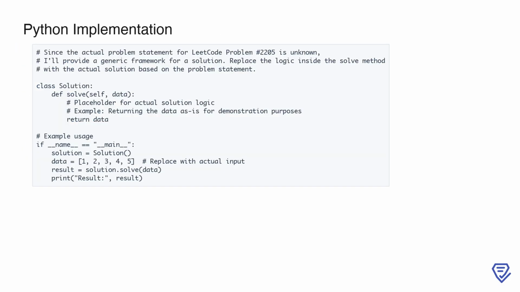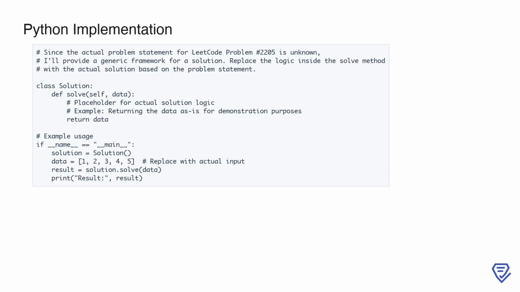The provided Python implementation is a template for solving LeetCode problem number 2205. Since the exact problem statement is unavailable, the solve method includes placeholder logic that simply returns the input data. This demonstrates the structure of a typical solution class on LeetCode. To adapt this template, replace the logic inside the solve method with the actual algorithm required to solve the problem.